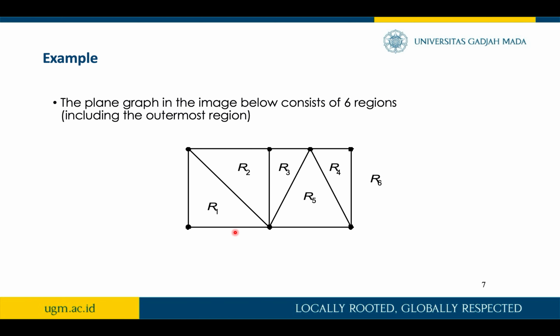Okay, this is an example of regions. We have this planar graph, and from this we have 6 regions. The first one, the second one, third one, fourth one, fifth one, and the last one is the outermost region, which is an infinite region. R1 to R5 are finite. The only one that is infinite is R6, region number 6.